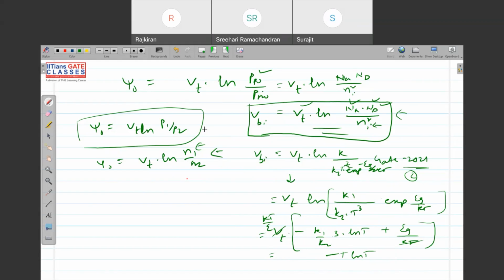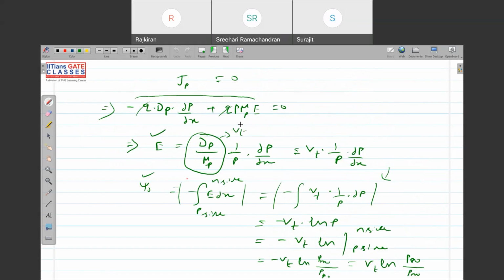So one more thing. In GATE 2021, what happened is they gave a profile of the doping. I think they gave a semiconductor. The profile is like this, something. This is my hole concentration profile. Then they asked us to calculate the built-in electric field of the semiconductor.